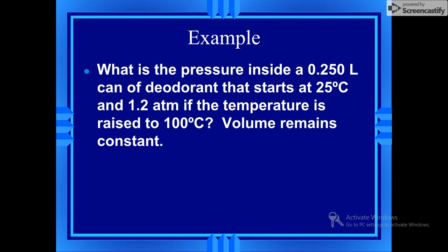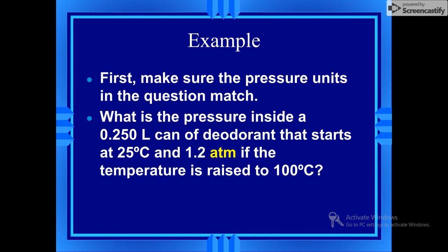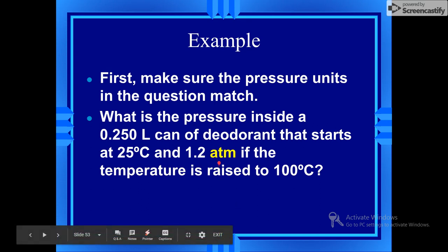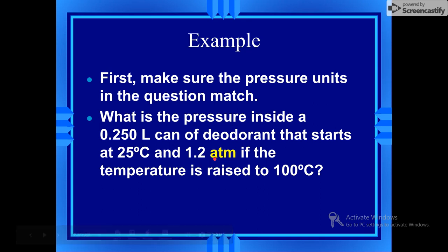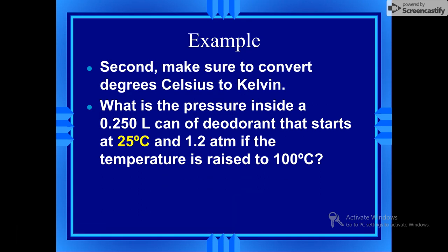So in this case, the volume is remaining constant, and both our initial and final volumes are going to be 0.25 liters, but we see that our temperature is changing, so now we need to find our final pressure. First thing, we need to make sure that all of our units for pressure are matching. We see that the only pressure unit we're given is atmosphere, because we have to find the second pressure. So we're good on there.